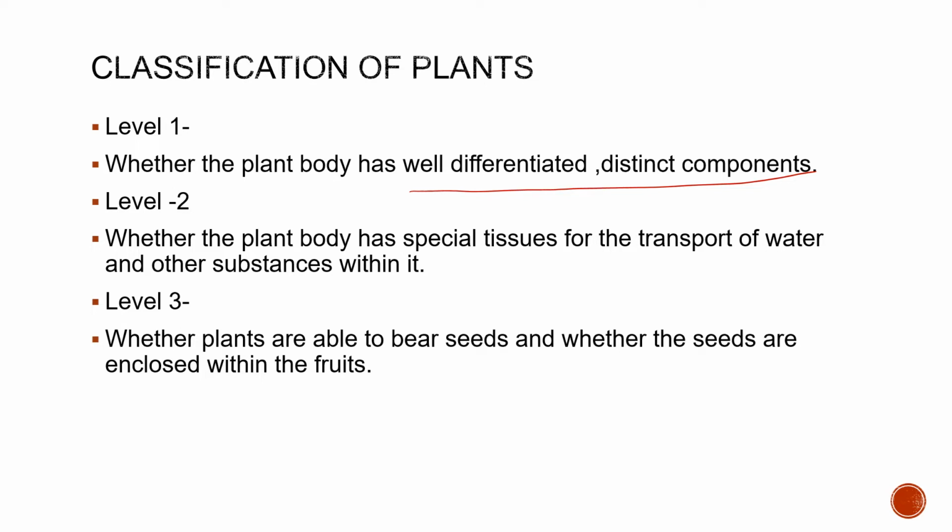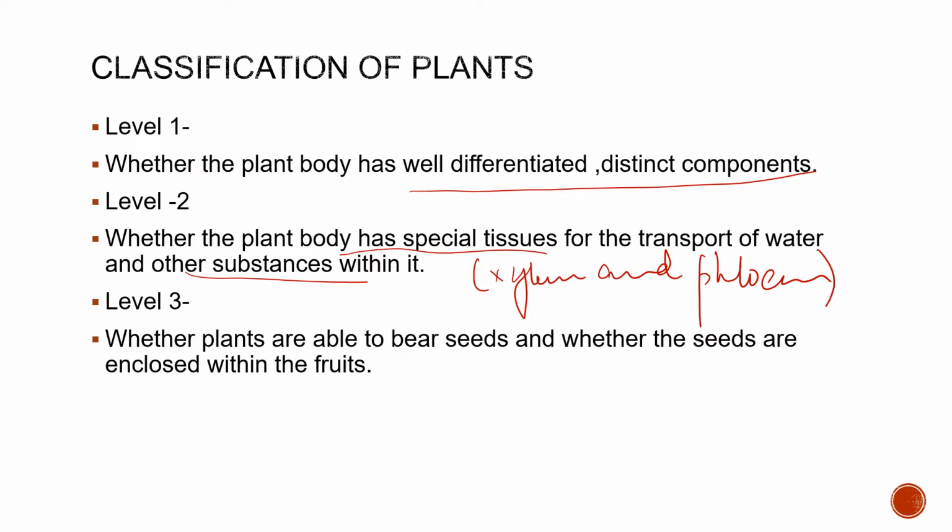The next one is whether the body has specialized tissues for the transport of water and other substances. What are these specialized tissues? These are xylem and phloem. So whether the plant body has xylem and phloem or not, whether it has components which can transport water and other substances within the plant body.